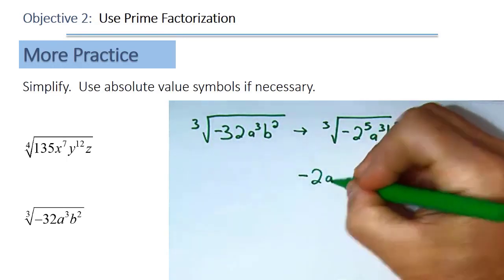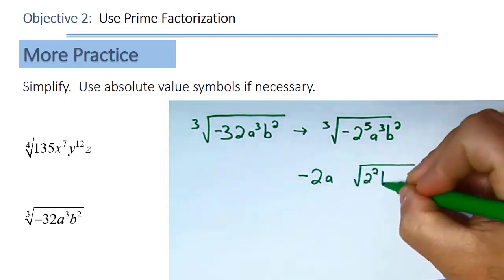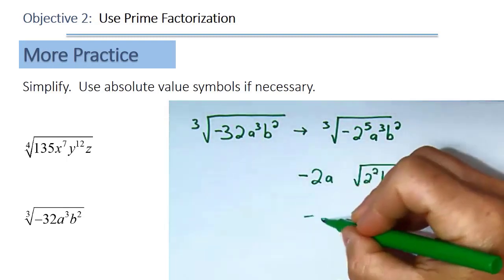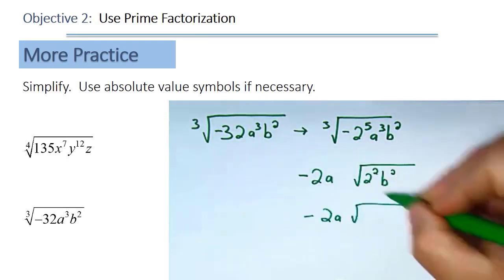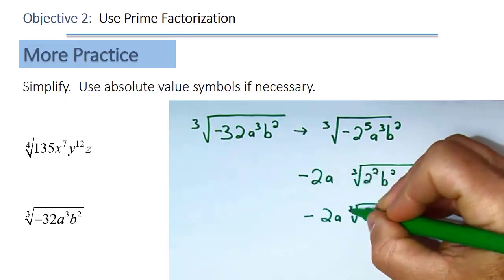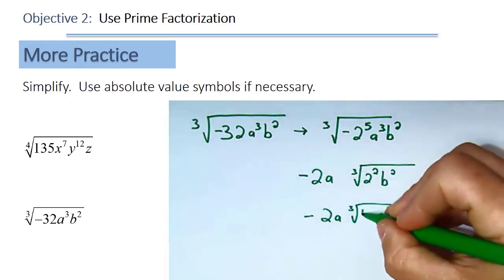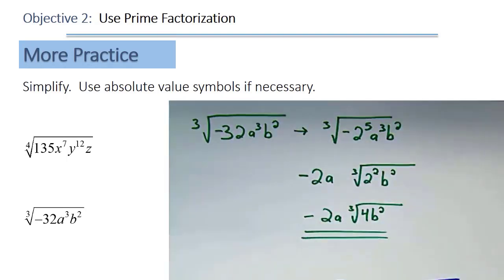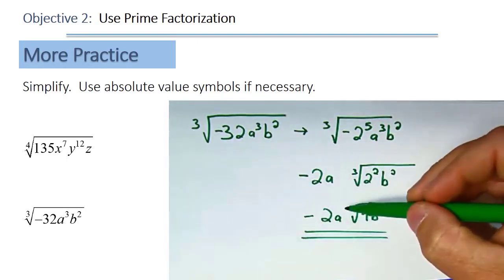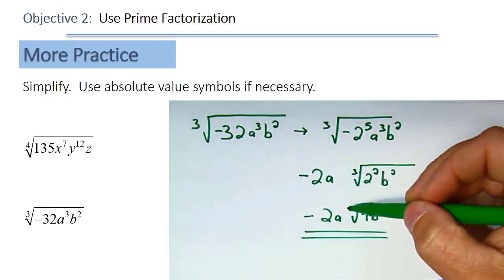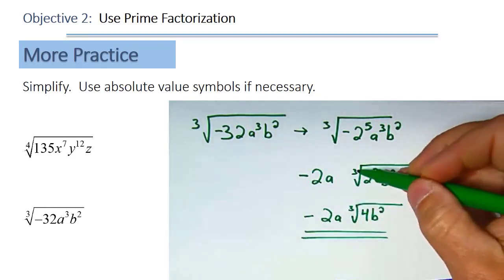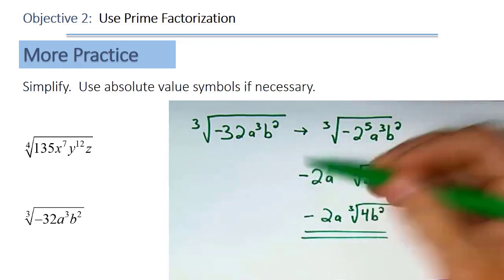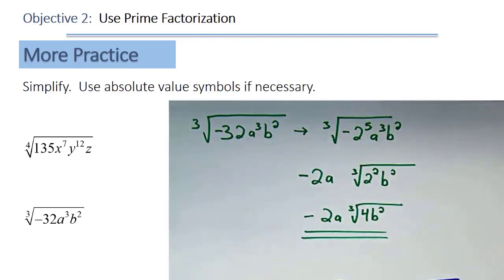A to the third, that simplifies. B squared does not. And so when we're all done, we have negative 2a times the cube root, oops, I forgot my index there, don't do that, cube root of 4b squared, and we are all done. Do we need absolute value signs here? In a word, no. Why? Odd index. Odd indices preserve signs, so that negative sign slipped outside. No need for any absolute value signs.